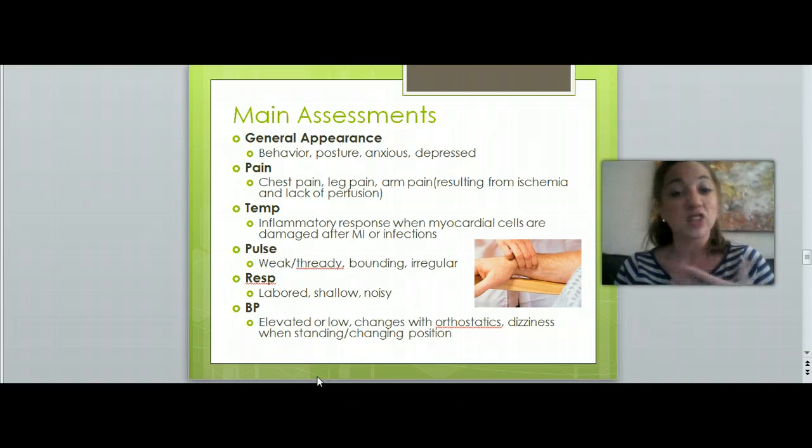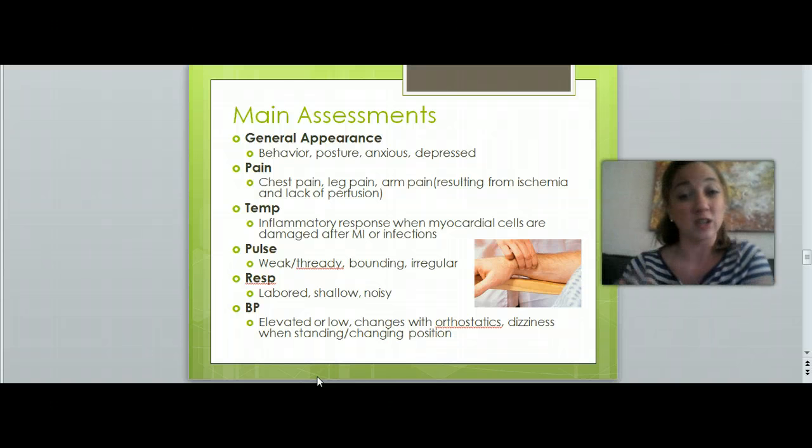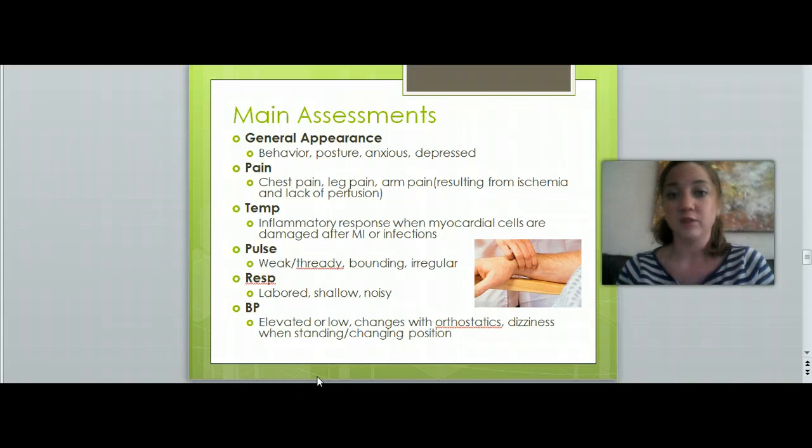Okay, so if they have chest pain, that means there's a lack of oxygenated blood flow to their heart, probably, right? If they have pain in their arm, that means there's a lack of oxygenated blood flow to their arm, which could signal to you that they probably have a clot or some other kind of issue with their vessels that is not allowing oxygenated blood flow to their arm. Legs, same thing. So it's very important to note those different areas of pain. Their temperature. Is the inflammatory response initiated as a result of maybe myocardial cells being damaged, or after a myocardial infarction, or after an infection or something?